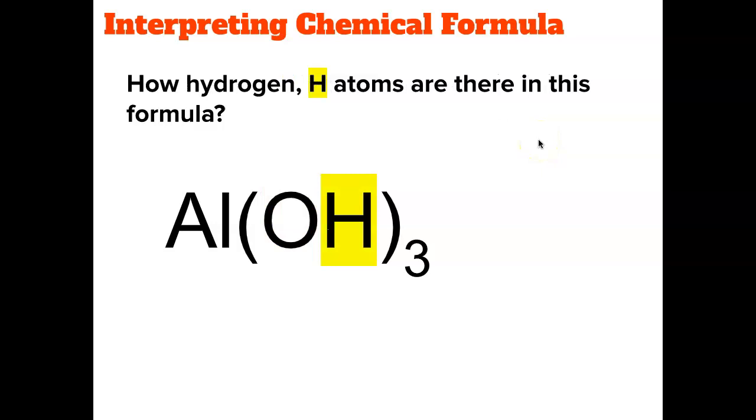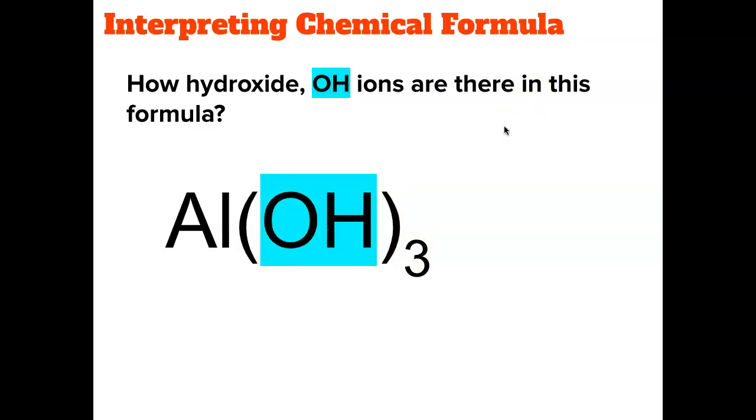Hydrogen is going to be exactly the same way. So hydrogen, there's no subscript next to it, which means there's an imaginary 1. And then we're going to multiply it by the 3 on the outside, because everything inside of the parentheses gets multiplied by this number outside. So 1 times 3 gives us 3 hydrogens.